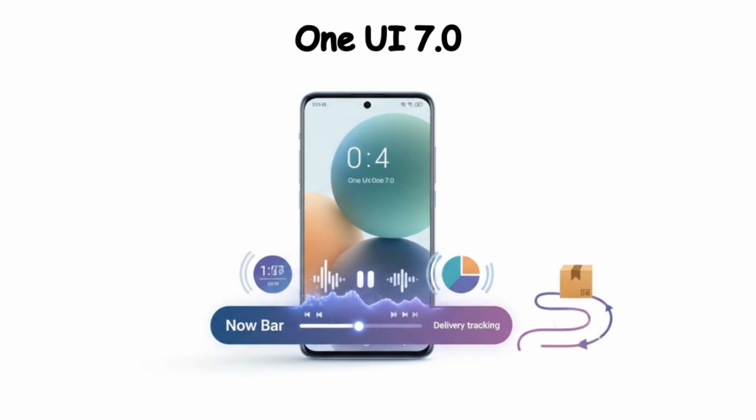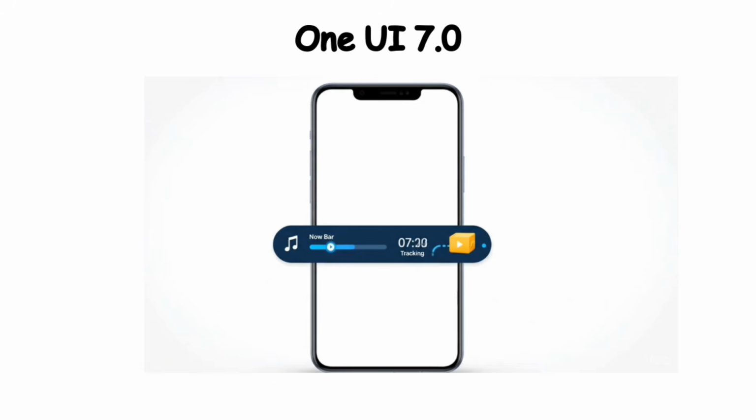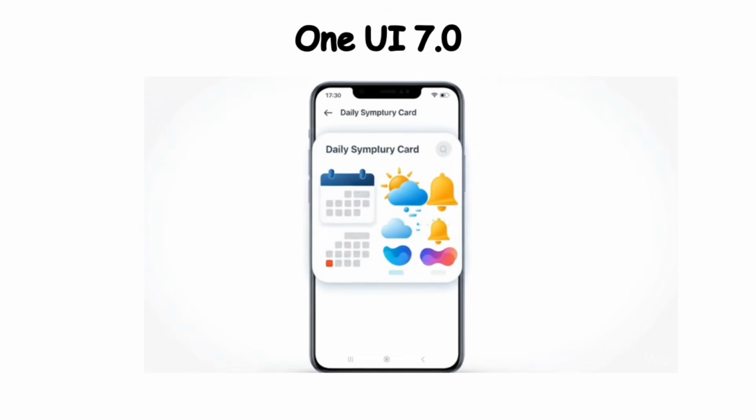Now Bar arrived. A live strip at the bottom of the lock screen showing real-time activity, music playback, timers, delivery tracking, all visible without unlocking, updated continuously, without touching the phone.